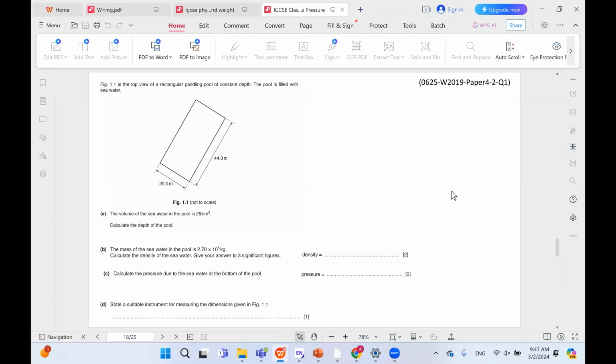Figure 1.1 is the top view of a rectangular paddling pool of constant depth. The pool is filled with seawater. The volume is 264. Calculate the depth of the pool. Now, in order to find the depth of the pool, first we need to find the area of the base. So the base area equals 44 times 20. And that gives us 880 meters squared.